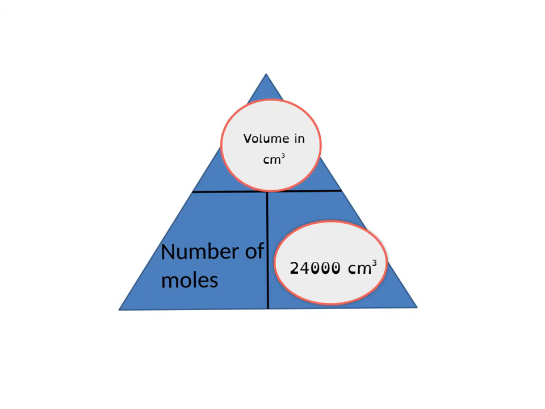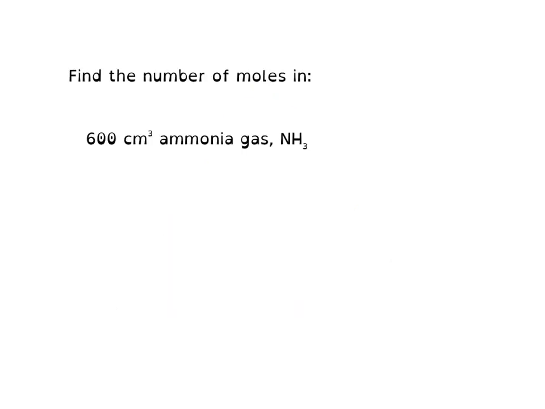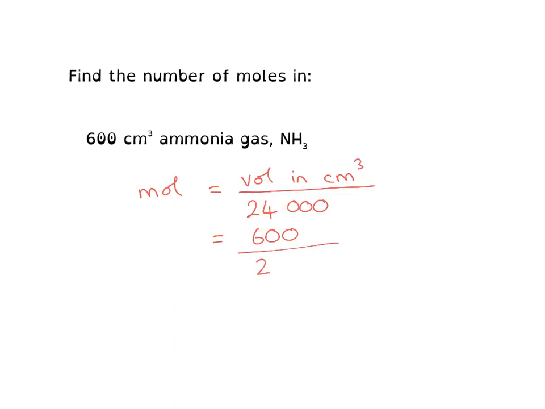The other way I can do this question, though, I mentioned, is if I'm given the volume in centimetre cubed, I can just directly divide by 24,000. So let's try that. I've got 600 centimetre cubed. My number of moles is going to be my volume in centimetre cubed divided by the volume in centimetre cubed of 1 mole. So the volume of 1 mole in centimetre cubed is 24,000. If I do 600 divided by 24,000, it's obviously going to give me the same result, 0.025 moles.